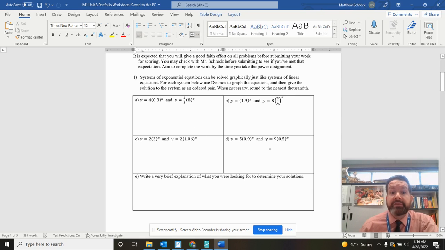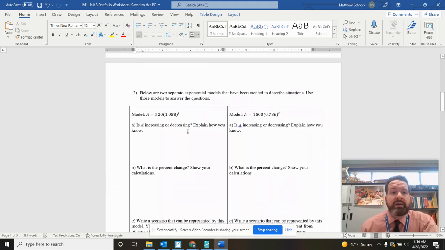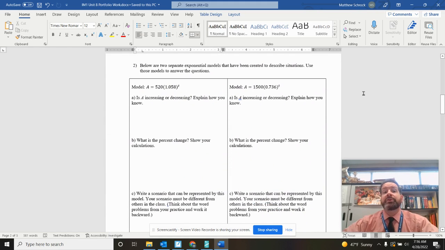You'll get a different solution for each one, and then in part E, an explanation of what you did to find those solutions. For number 2, here, rather than having you write an exponential equation, I'm already giving you an exponential equation, and you've got to work it backward.